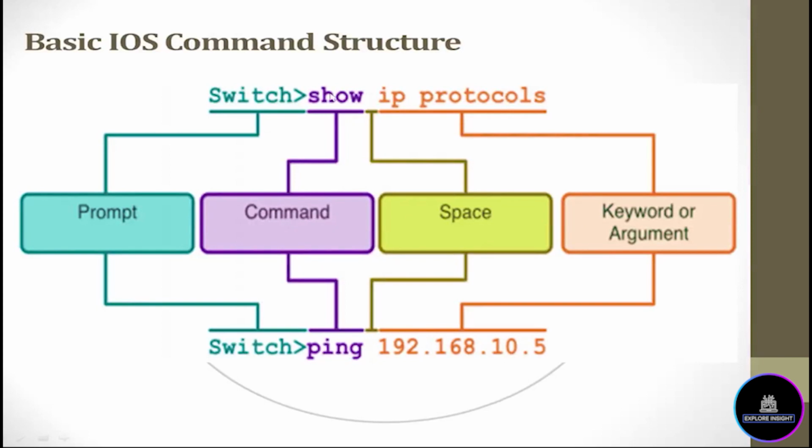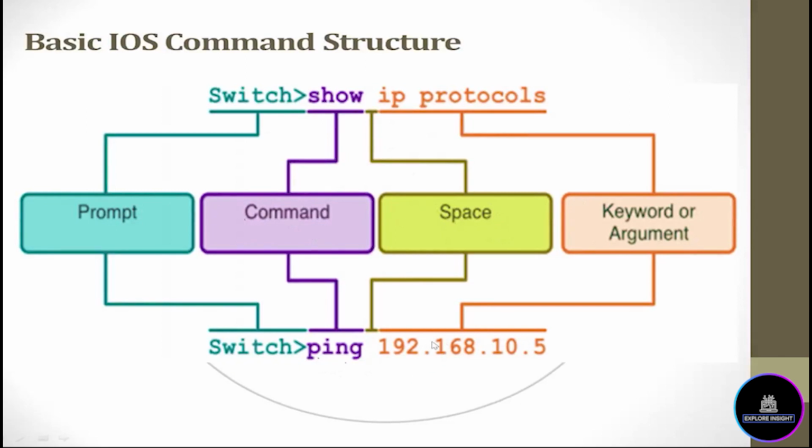So at this point, we have show. We can also ping with the command. And then coming over here, we have space. You can achieve that by clicking the space bar. And then we move over to the keyword or argument. Now, talking about the argument, it is not predefined. It is a value or variable defined by the user.